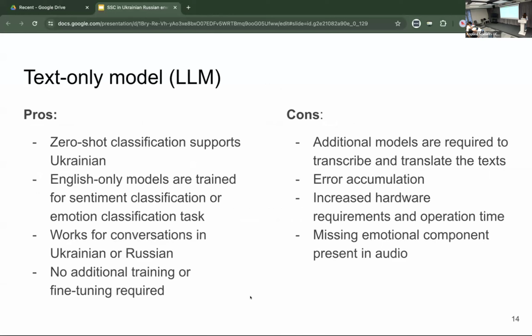And the drawbacks of this approach is that we need to add an additional ASR model, which will add additional error during transcription and translation, and it may cause some loss of accuracy. Our accuracy will be down because of that. Also, this additional ASR model in our pipeline will increase computation time and computational requirements. Also, using a text-only pipeline will not include the emotional component in audio. Therefore, it also may result in lower accuracy.